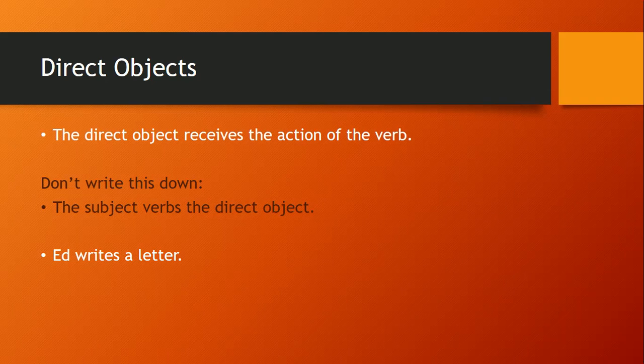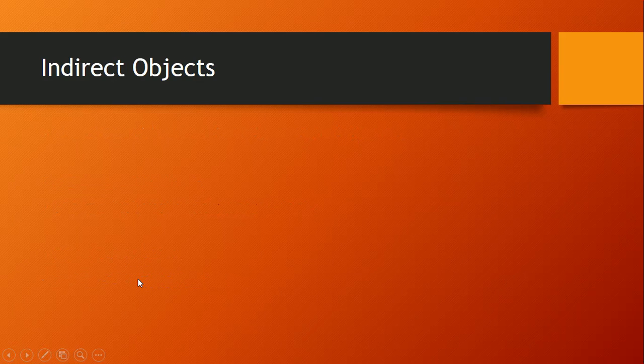Ed writes a letter. Subject, Ed; verb, writes; letter is the DO, the direct object. It is receiving the writing. It's being written. Ed writes Amy regularly. Amy is now receiving that verb. She is getting the impact of it. She is now the DO, the direct object. So it can be a thing, it can be a person.